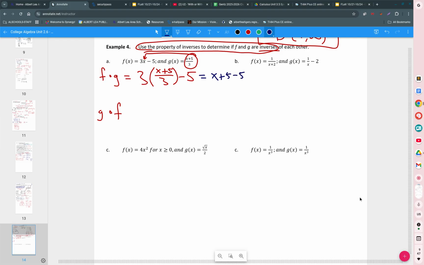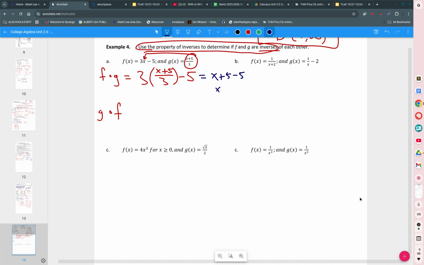Can I now cancel the 5's? Yes. And so it just produces x. Is that what I wanted? Without a doubt. I want to see this step, that you knew to cancel the 3's and not cancel the 5's right away. Look at what we're going to do with the next one.